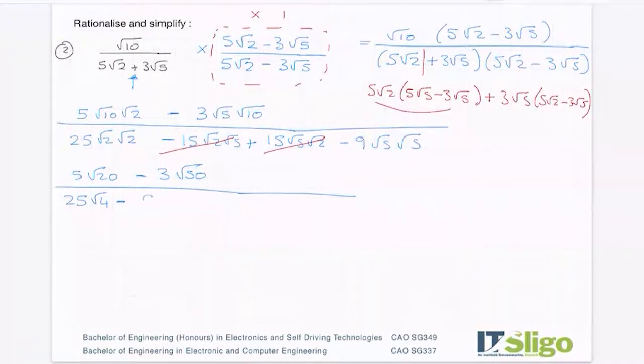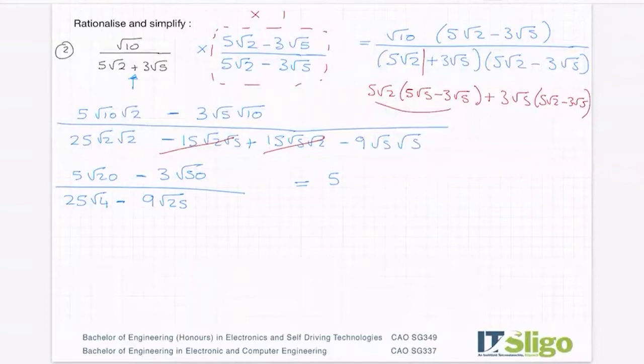Okay, I have minus 9 times root 5 by root 5 is root 25. So that's my bottom. Okay, so that is equal to 5 times, you need to simplify root 20. So on your calculator, go root 20 and it's 2 root 5.